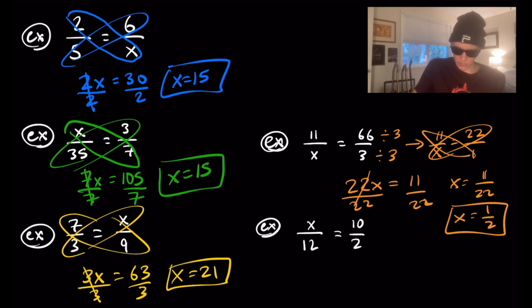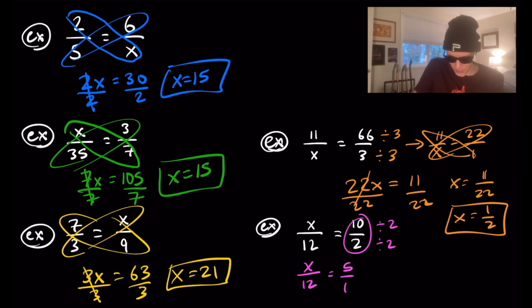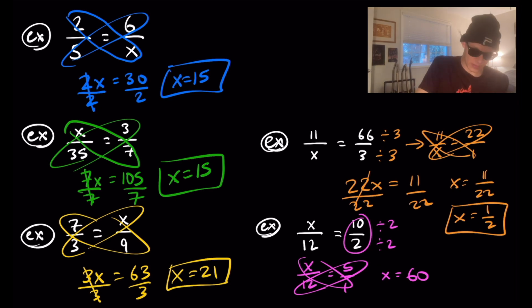All right, last one, x over 12 is equal to 10 over 2. Again, I can simplify this 10 over 2 and rewrite that as 5 over 1. So I'll have x over 12 is equal to 5 over 1. I just divided both numbers, the 10 and the 2, by 2. They're both divisible by 2. And now I'll do cross products. So 12 times 5 is 60. x times 1 is x. I don't even have to write that 1. x is automatically going to be 60.